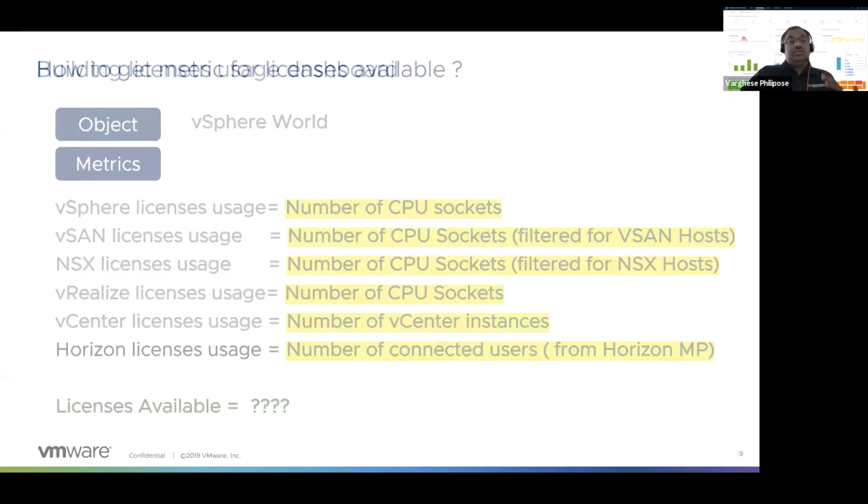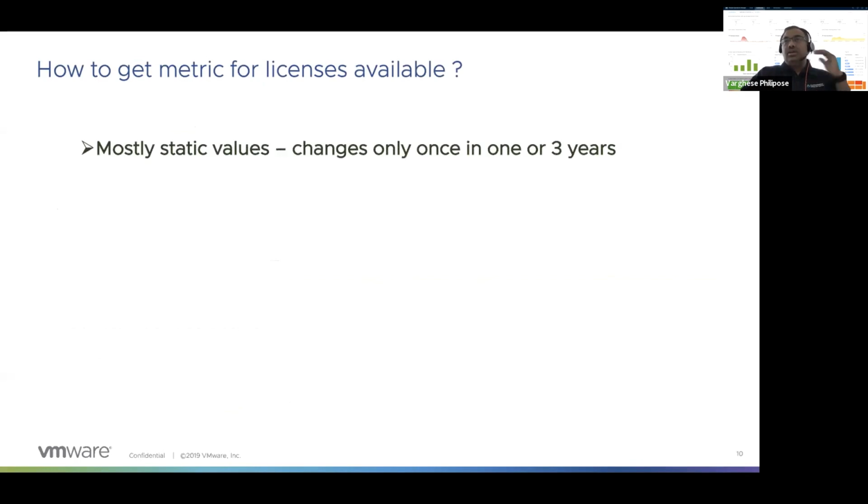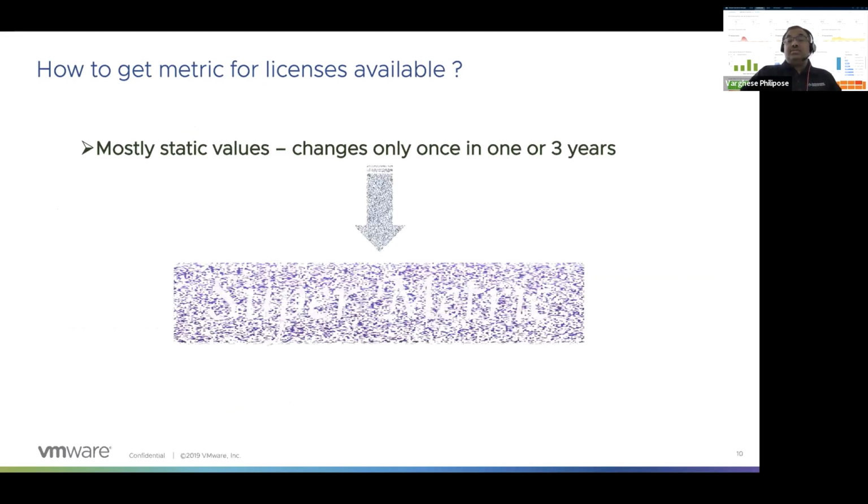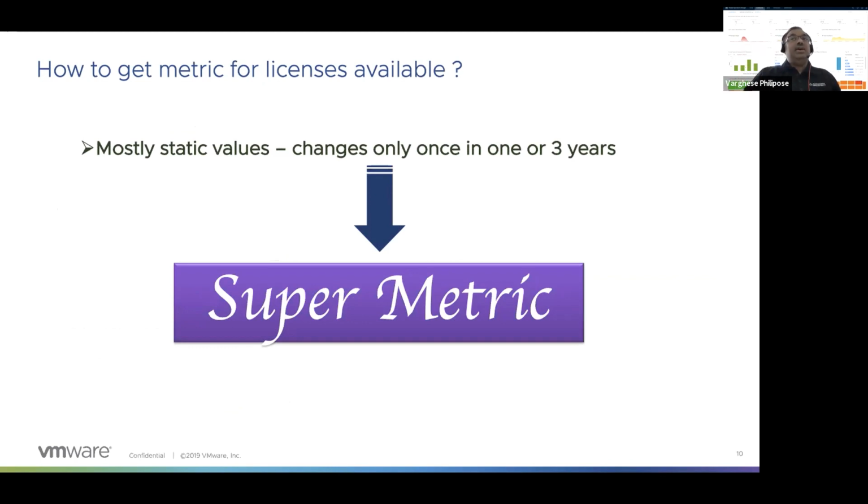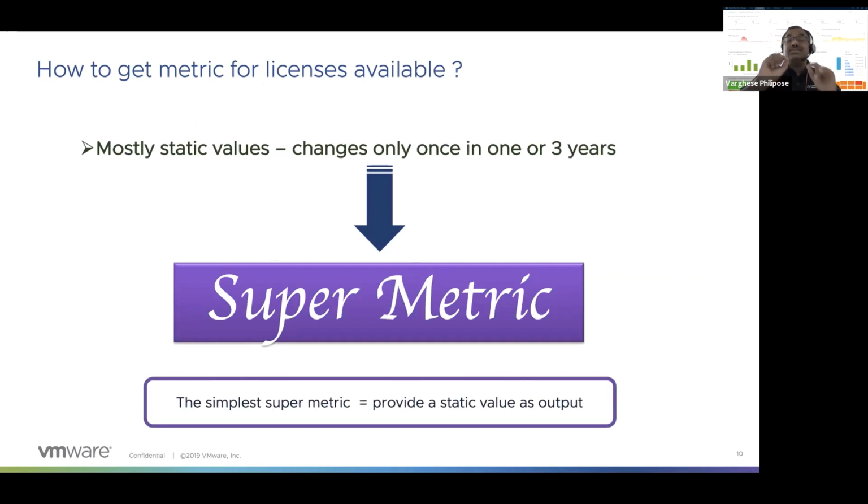So we thought of it in a different way. These license values are mostly static values. They change just once in a year or maybe 3 years, depending on the renewal. Not before 1 year, mostly. So we thought, if it is a static value for a year, we can definitely use a supermetric to put in a very simple static value. Create a supermetric, add a static value to it, and that will just become a metric, and that can be the vSphere licenses. So this is what we did.